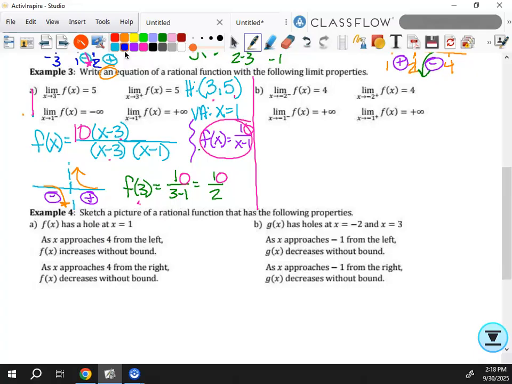What is happening on B at -2? A hole. Because if my limit as I approach -2 is a number, then I have a hole, and that would actually be at (-2, 4). Okay. And then because I'm going to the infinities here, I would have a vertical asymptote at x equals -1. Everybody okay about how to get that from the limits?